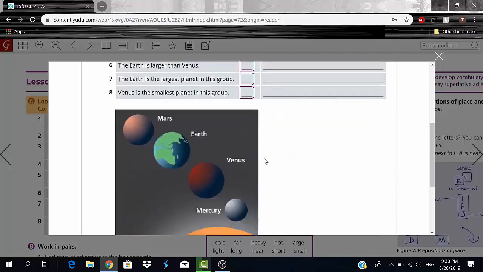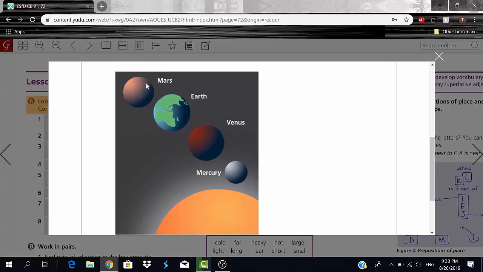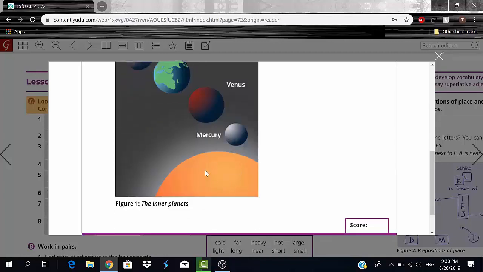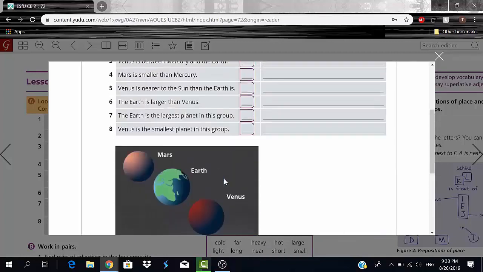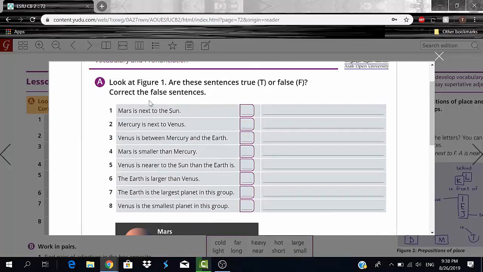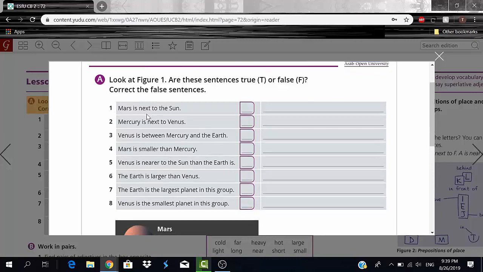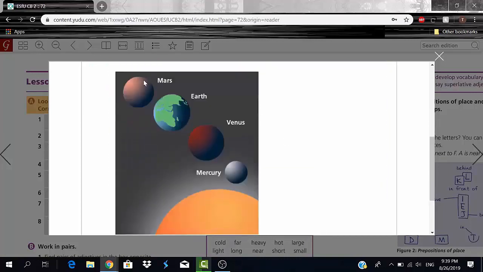Okay, so let's go with number 1. So no, actually, before we do that, let's take a look at the figure. So here we have some planets of our solar system, not all of them. So we have Mars, Earth, Venus, and Mercury. And obviously, this is the Sun, right? Now, let's take a look at number 1. Mars is next to the Sun. We go down and check. Look at that. Mars is not close to the Sun. That's Mercury, right? So Mars is all the way back.